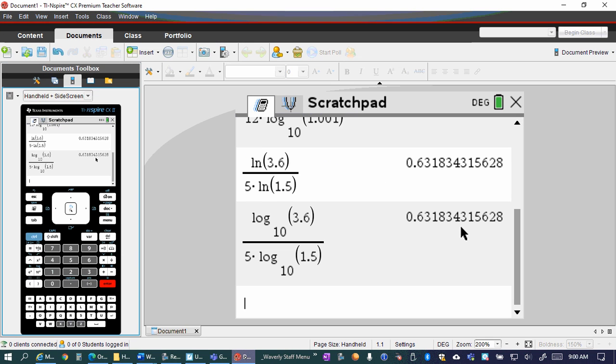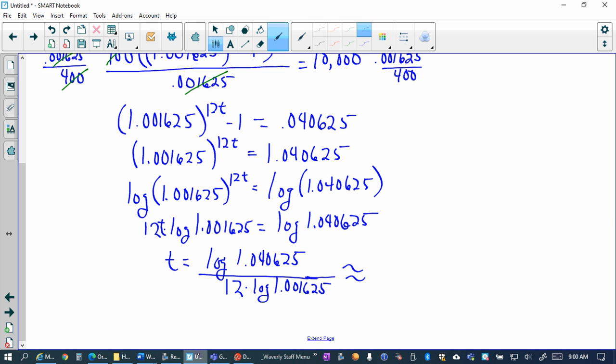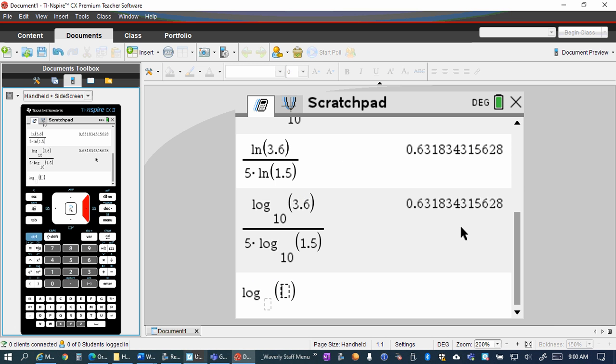Okay, so let's do control log, and let me go back. That was 1.040625.